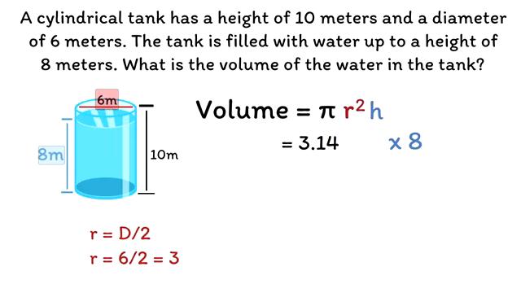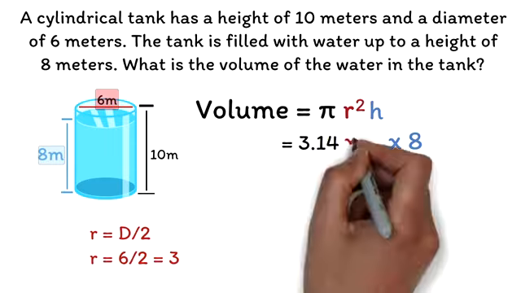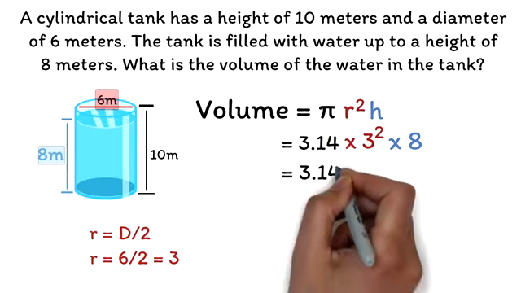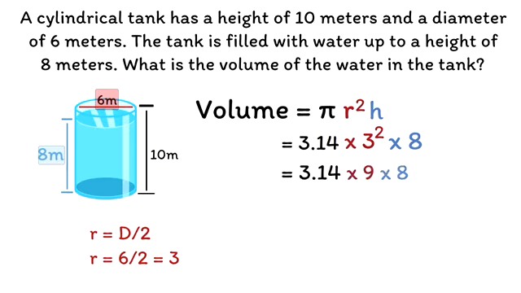Substituting the values, we have 3.14 times 3 squared times 8. By order of operation, we have to work on the 3 squared first. 3 squared is 9. This gives us 3.14 times 9 times 8. To get the volume of the water, we multiply 3.14 by 9 and by 8. And this gives us 226.08 meter cube as the volume of the water.